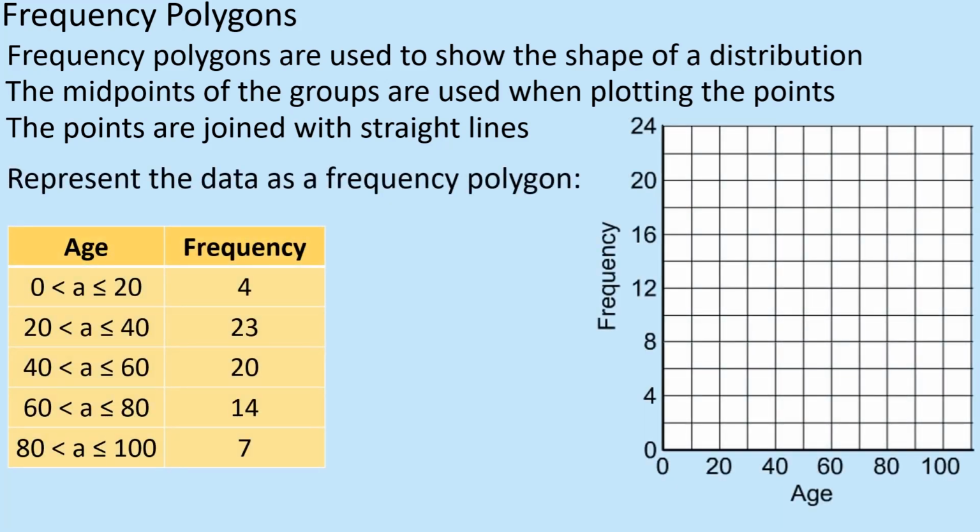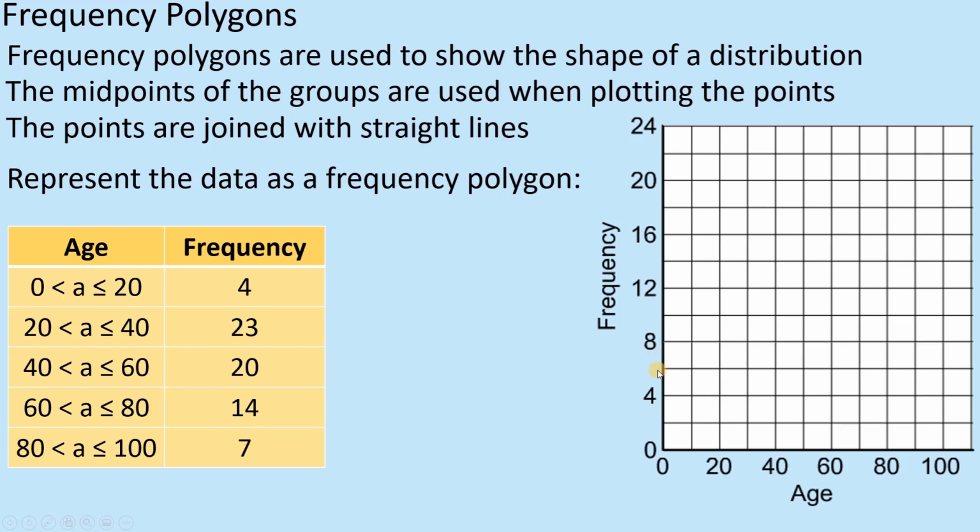So let's have a look at the data we've currently got, and I should just show you quickly what we need to do. We are looking to represent this amount of data. You can see from the left-hand side here, we've got age and we've got the frequency. We've got 4 people between 0 and 20, 23 people between 20 and 40, 20 people between 40 and 60, and 14 between 60 and 80, and of course 7 people between 80 and 100.